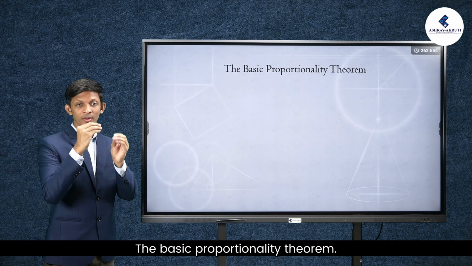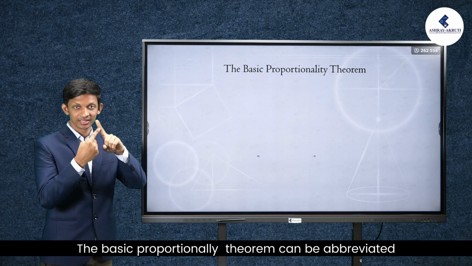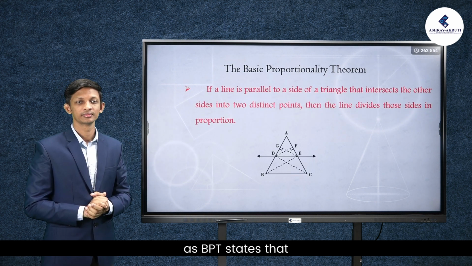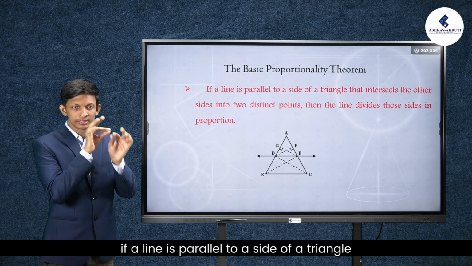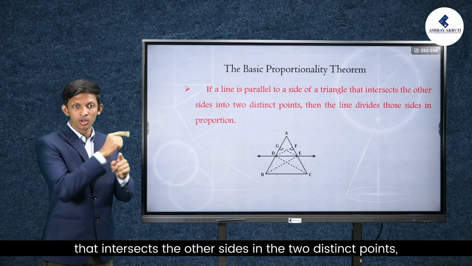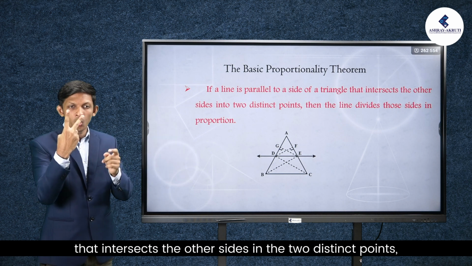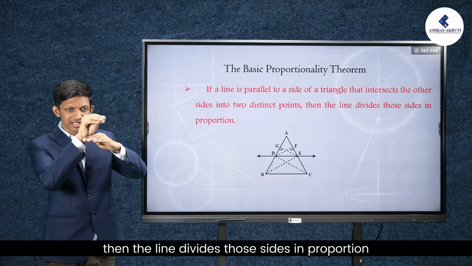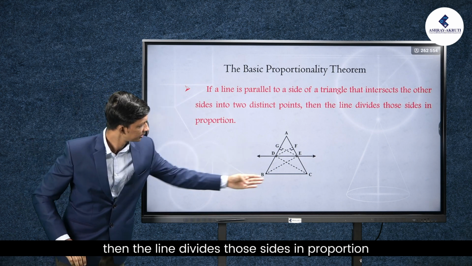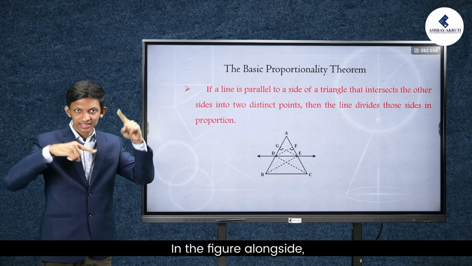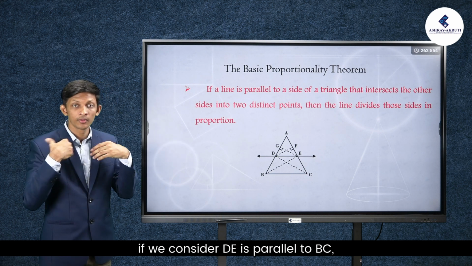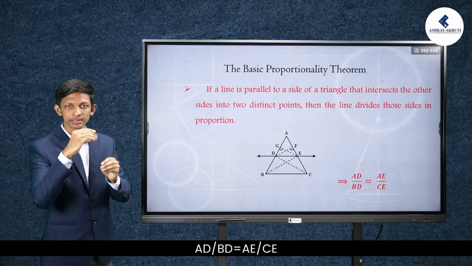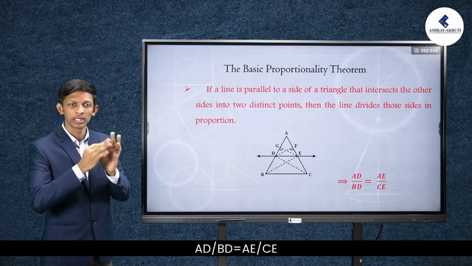The basic proportionality theorem can be abbreviated as BPT. It states that if a line is parallel to a side of a triangle that intersects the other sides into two distinct points, then the line divides those sides in proportion. In the figure alongside, if we consider DE is parallel to BC, then according to the theorem, AD by BD is equal to AE by CE.